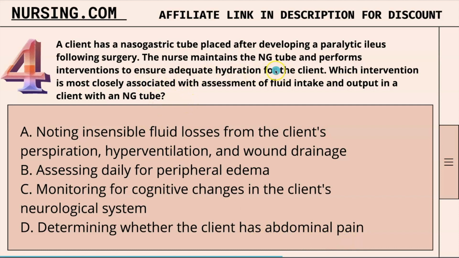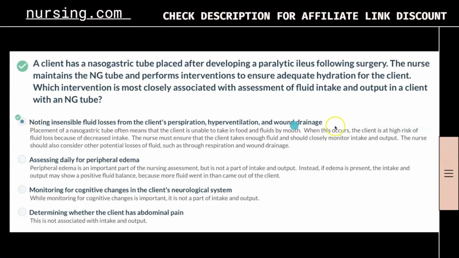What is the keyword? They have an NG tube. Yes, they had a paralytic ileus. But which intervention is most closely associated with intake and output? So, intake and output, this is going to be your best option. We lose fluid through perspiration. We lose fluid with hyperventilation and wound drainage. So this is the correct answer.